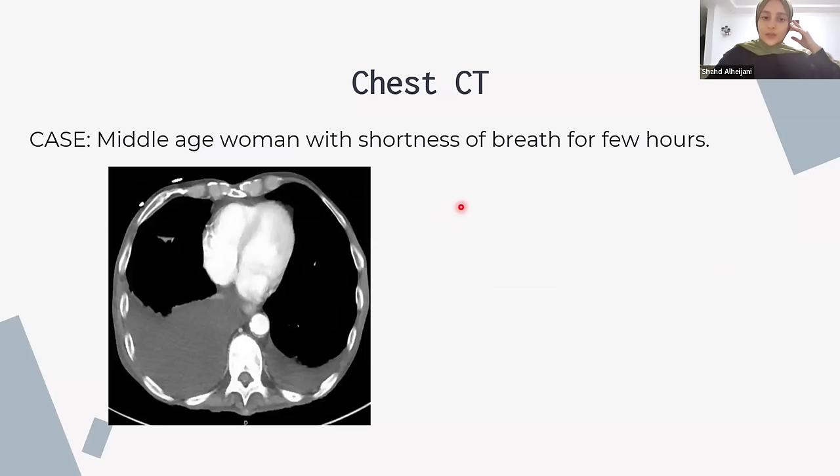Okay, next one. Here. Main abnormality will be, as you can see here. So what do you call this? What's happening here?